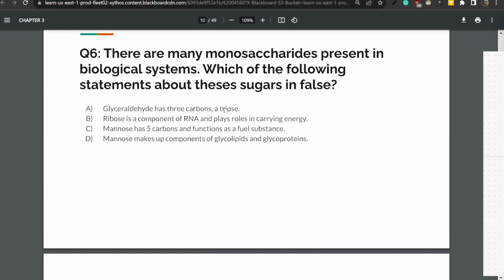Alright. There are many monosaccharides present in biological systems. Which of the following statements about these sugars is false? Glyceraldehyde has 3 carbons. Ribose is a compound carrying energy. Mannose has 5 carbons and functions as a fuel substance. Mannose makes up components of glycolipids and glycoproteins.